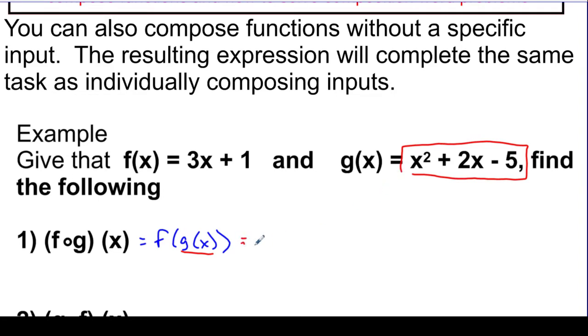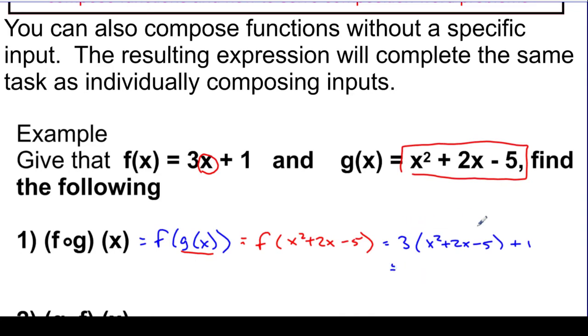So for my next step, I'm going to say, okay, you want me to plug in g of x? That's going to be f of this thing, f of x squared plus 2x minus 5. And what this means is go to the f function and plug in x squared plus 2x minus 5. So f of x squared plus 2x minus 5 is 3 times x squared plus 2x minus 5, plus 1. I'm taking the entire g of x expression, plugging that into f, and now we're just simplifying with the algebra.